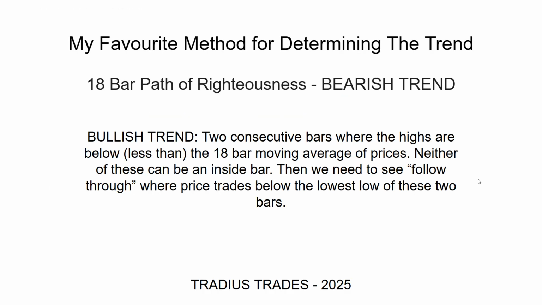Okay, so let's take a look at the bearish trend using the same idea. So it says bullish trend here. It should be bearish. That's an error on my part. Sorry about that. But 2 consecutive bars where the highs are below or less than the 18 bar moving average of prices. Neither of these can be an inside bar. Then we need to see follow through where price trades below the lowest low of these 2 bars. So let's take a look at some examples.